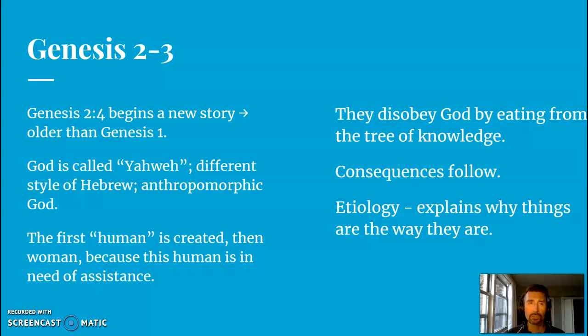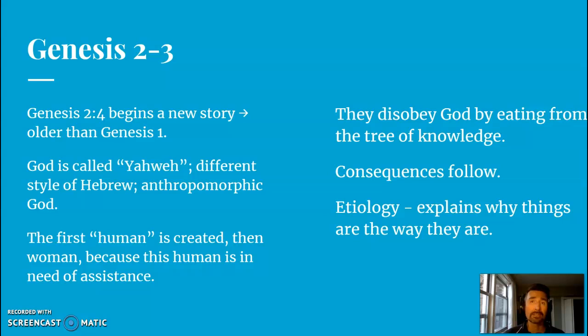In Genesis 2 and 3, first of all, we have a new creation story that begins in Genesis chapter 2, verse 4. This is the story of Adam and Eve. It is older than the one in Genesis 1. How do we know that? The style of Hebrew is different. Just like with English, over the centuries the language changes and evolves. Same thing with Hebrew. Genesis 2 represents an older form of Hebrew than Genesis 1.